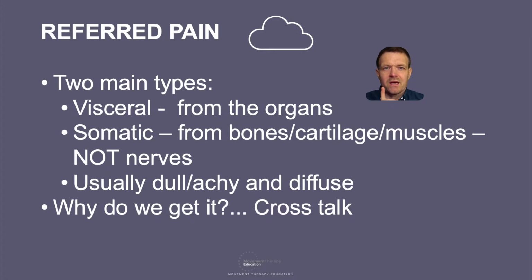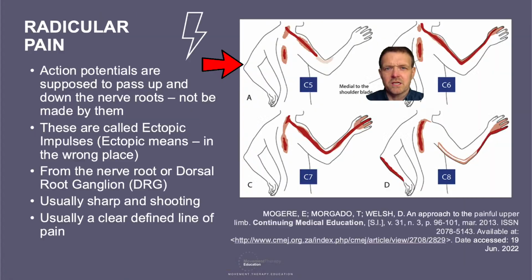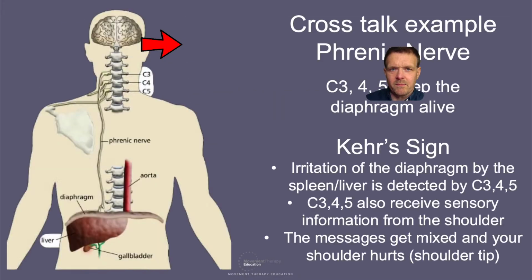The reason why we've got this rain cloud up here is that this is from Tom Jessen. This is the way that he describes referred pain, like a rain cloud. It's quite dull, quite diffuse, quite achy. It's not like radicular pain, which is like a shooting pain, like a lightning bolt. So that's why we've got the pictures up there.